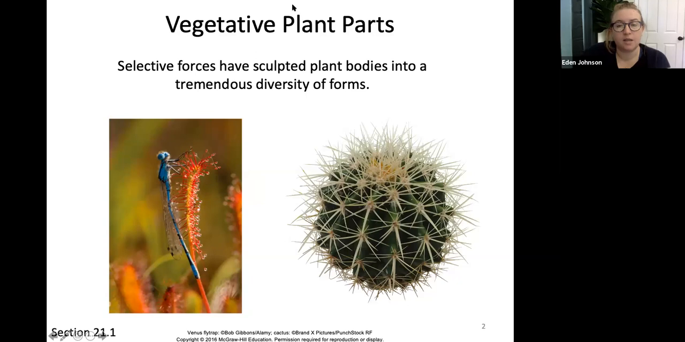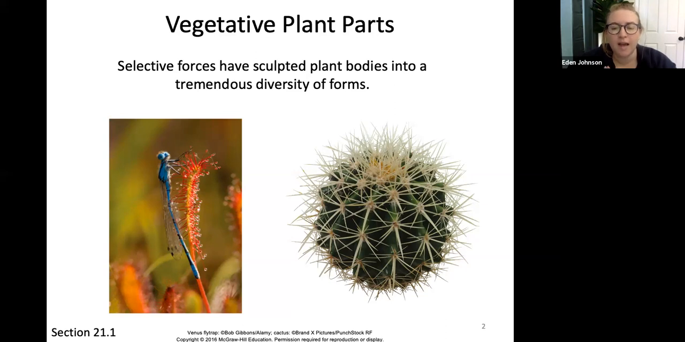All right, guys, so selective forces have sculpted plant bodies into a tremendous diversity of forms. So if we look at something like a cactus or something like, what is this one? Oh, a Venus flytrap. Okay, this is how they can put up these beautiful and striking flower stalks for the Venus flytrap. And then below, you can actually see the leaf part that is actually able to close in around an insect.